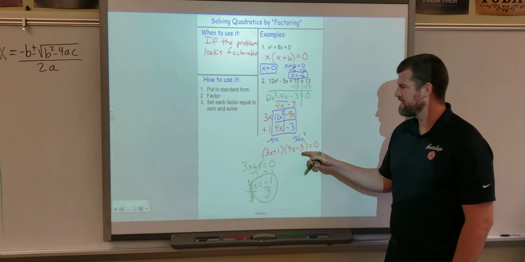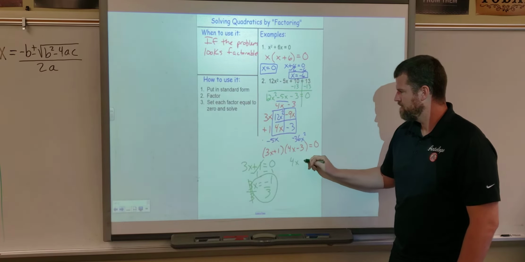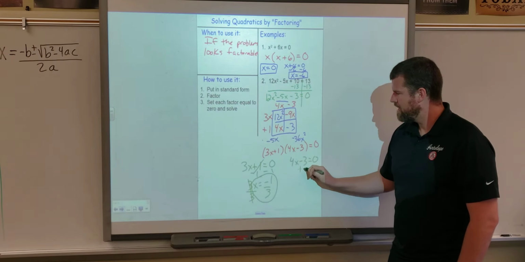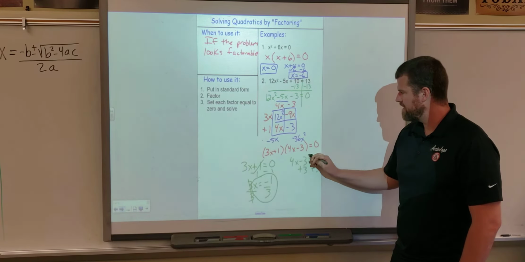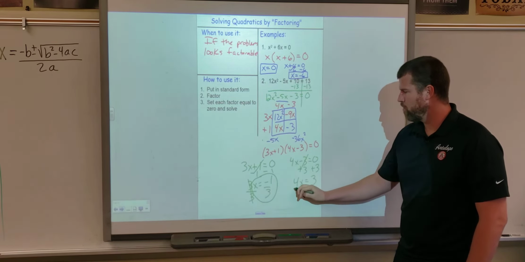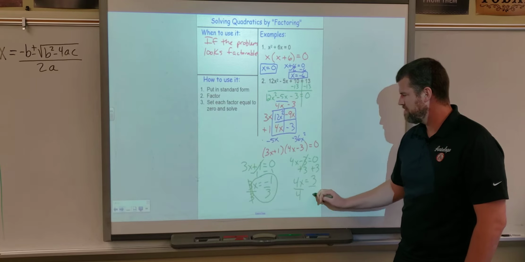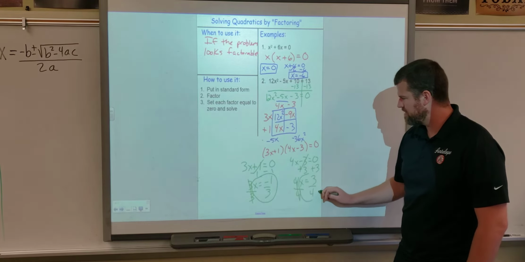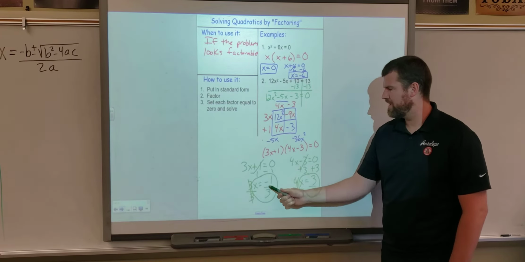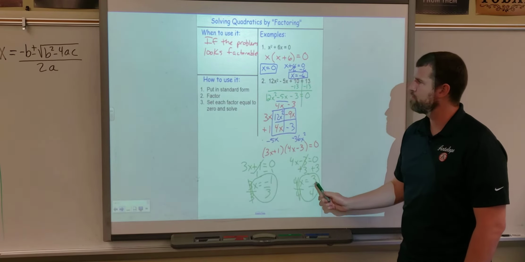And then for my second factor, set it equal to 0, add 3 on both sides, divide by 4 because we want x, not 4x, and we get x equals 3/4. So 2 different solutions, negative 1/3 and positive 3/4.